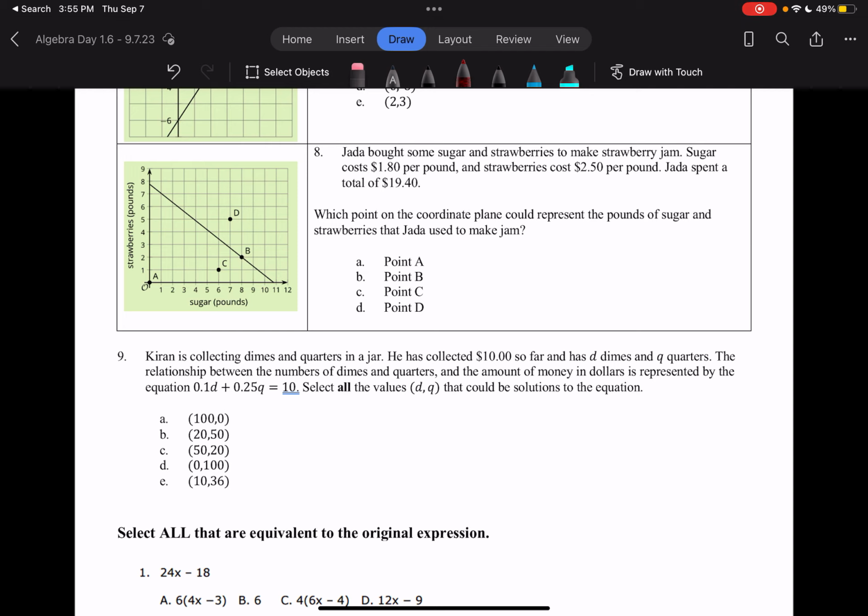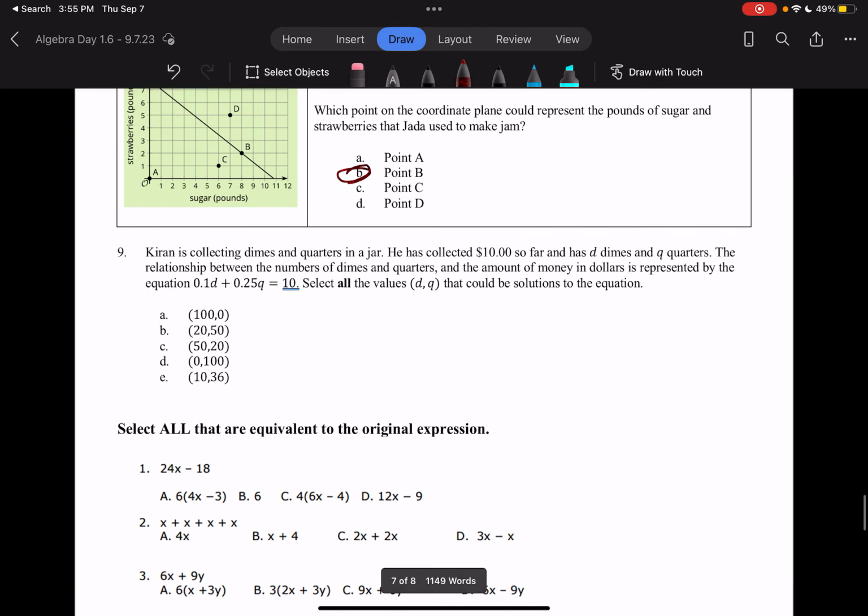So again, in order for it to be a solution, it has to be on the line. The only point that is on the line is B. Keeping in mind that D would mean she spent more than $19.40, C and A would mean she spent less than $19.40. A means actually she didn't buy anything, and so that doesn't fit the solution or the scenario.